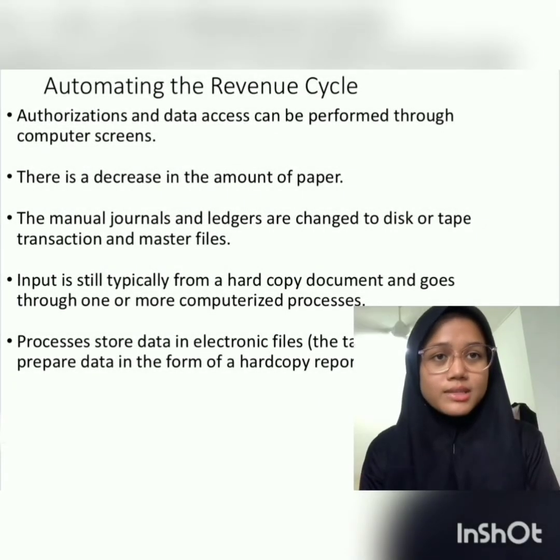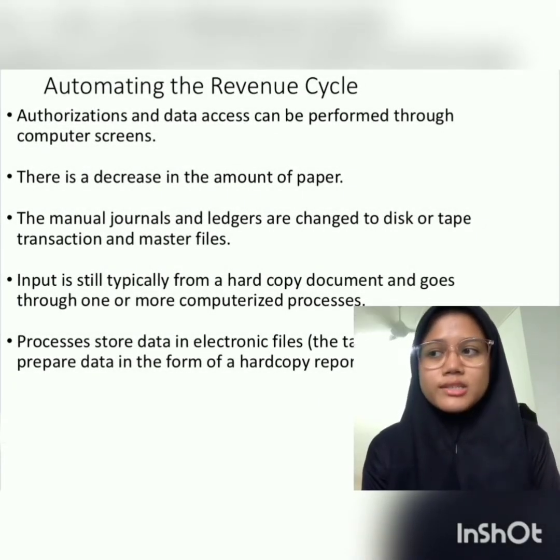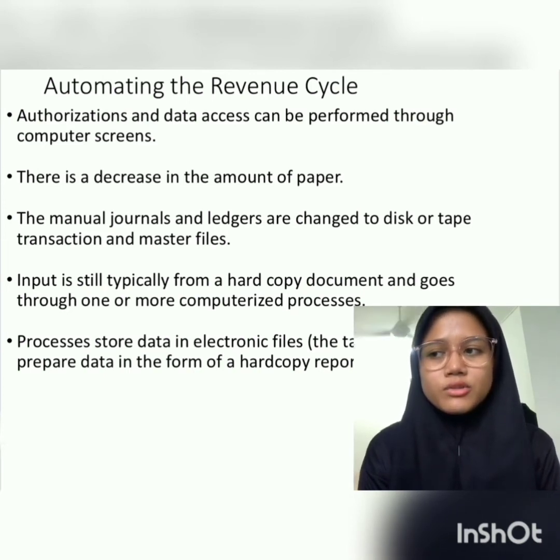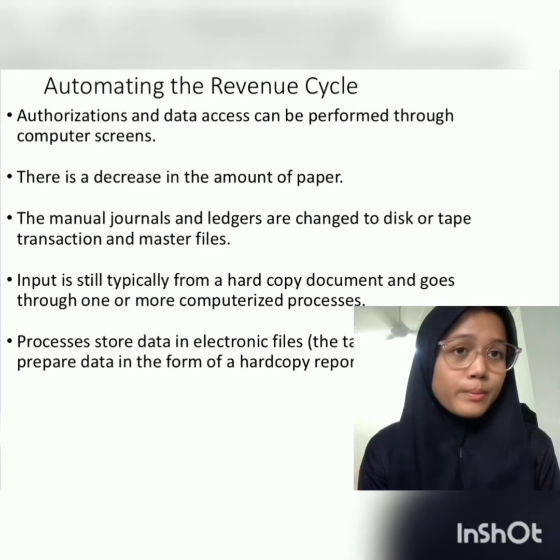Automating the revenue cycle, authorizations and data access can be performed through computer screens. There is a decrease in the amount of paper. The manual journals and ledgers are changed to transaction and master files. Input is still typically from a hard copy document and goes through one or more computerized processes. Processes store data in electronic files or prepare data in the form of a hard copy report.